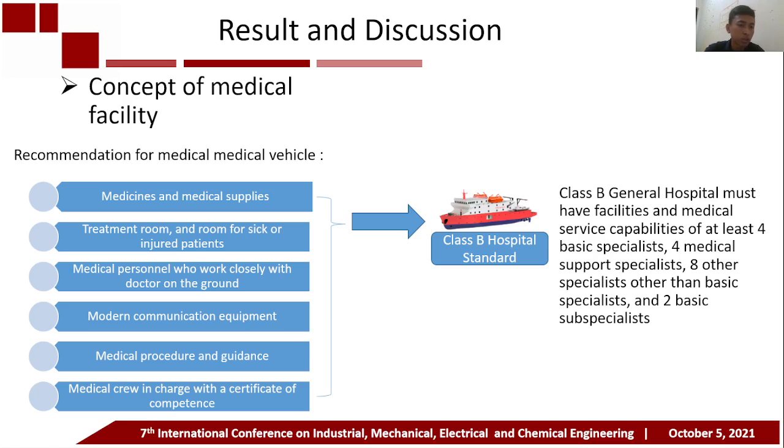Then in the subchapter on the concept of medical facility, there is a recommendation for medical vehicles, and the KM Lotus adopts a Class B hospital standard. A Class B general hospital standard must have facilities and medical service capability of at least 4 basic specialists, 4 medical super specialists, 8 other specialists, and 2 basic subspecialists.